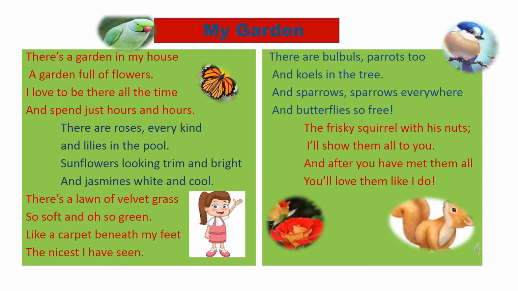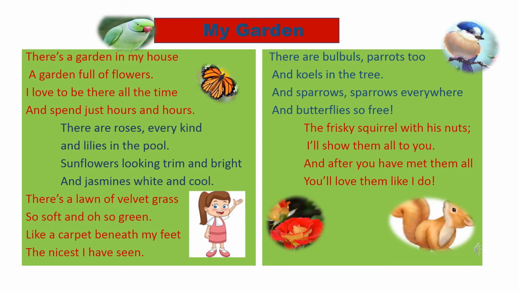Sunflowers looking trim and bright, and jasmines white and cool. Children, sunflowers are so amazingly beautiful, golden yellow in color, and it looks as though the sun is shining brightly. They shine so brightly, they look so beautiful. Jasmines, white and cool. Children, white color is considered to be a very cool and soothing color, and jasmines are white in color.